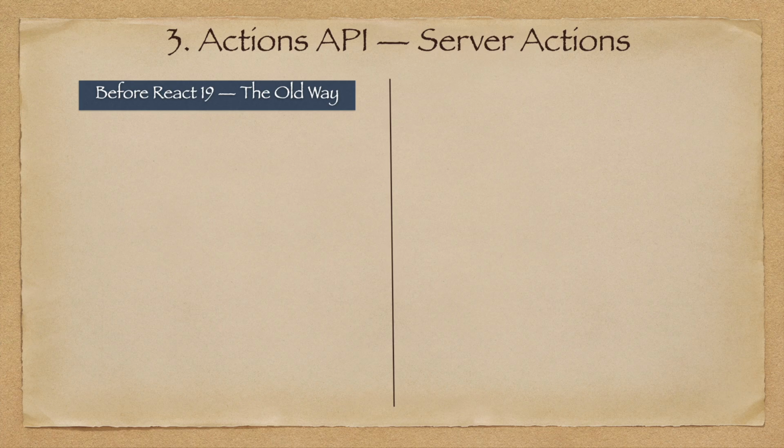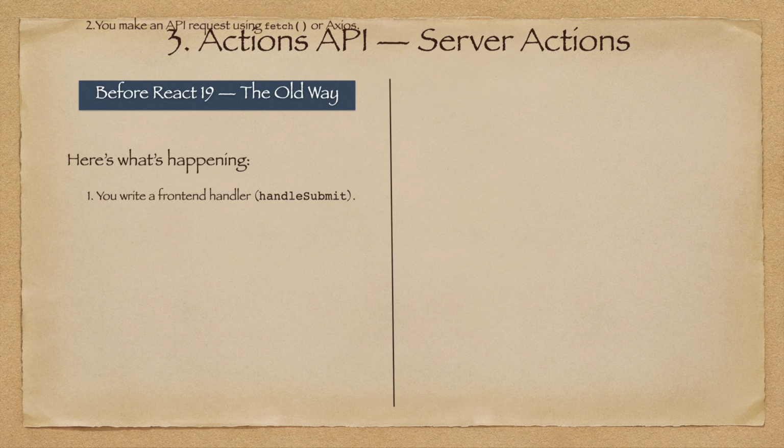Let's imagine you're building a login form. In older versions of React, this is how you'd do it. Here's what's happening. You write a front-end handler in JSX. You make an API request using fetch or Axios. You also need to create a backend route like /api/login. Then your backend validates the data and sends the response back.